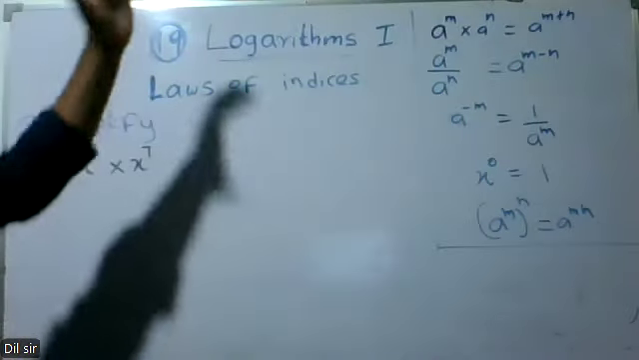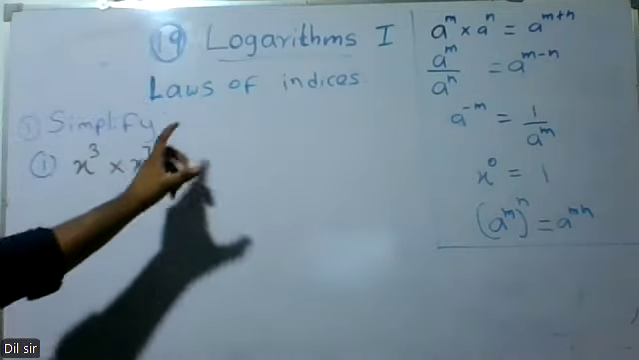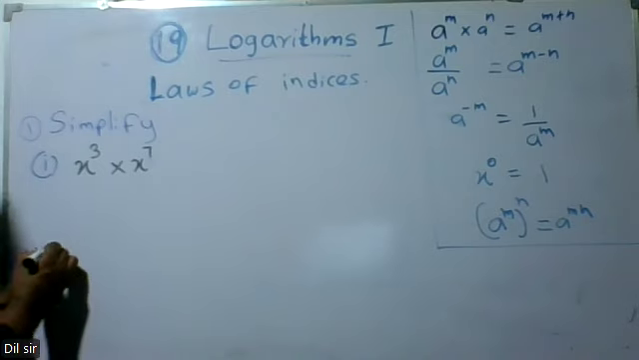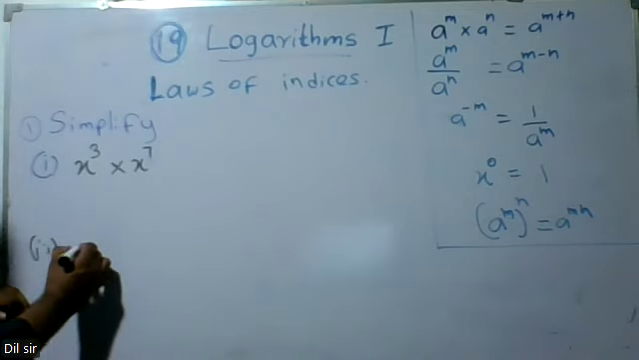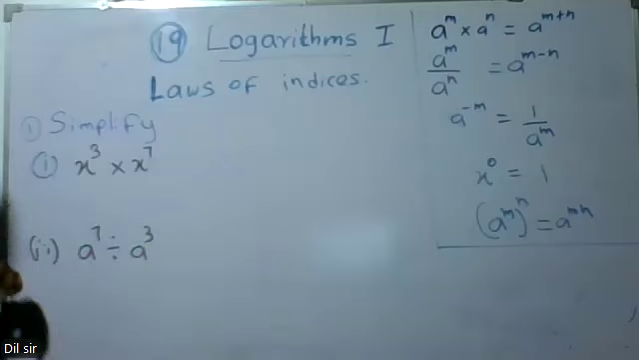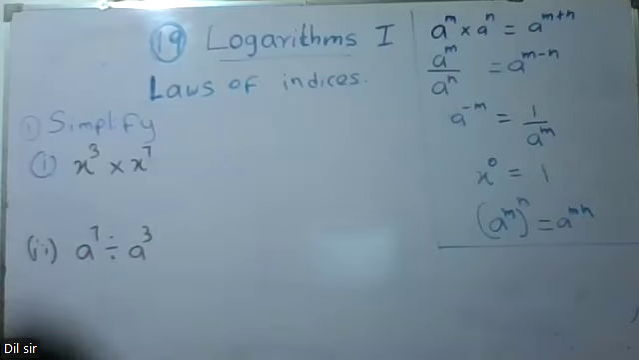Very simple. Like the first law, these two have the same base. When giving the answer directly, simplify. Second one, a to the power 7 divided by a to the power 3. Put your answers quickly for the first two.